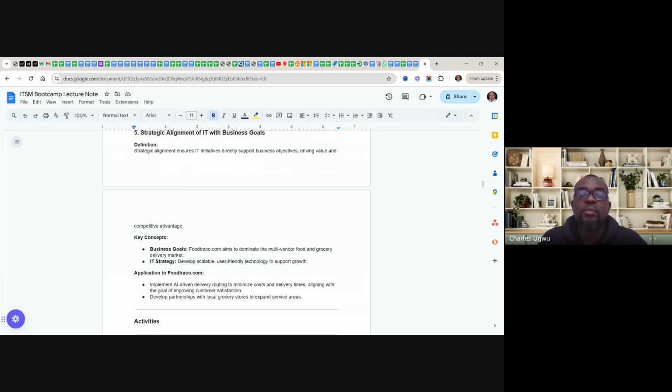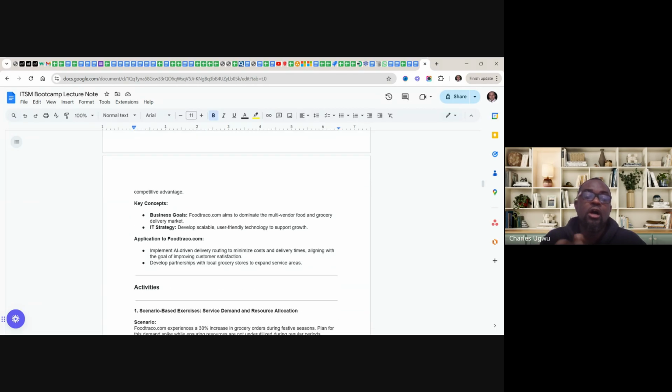Foodtraco.com aims to dominate the multi-vendor food and grocery delivery market. IT strategy: develop scalable, user-friendly technology to support the growth. Application to Foodtraco: implement AI-driven delivery routing to minimize cost and delivery time, aligning with the goal of improving customer satisfaction.